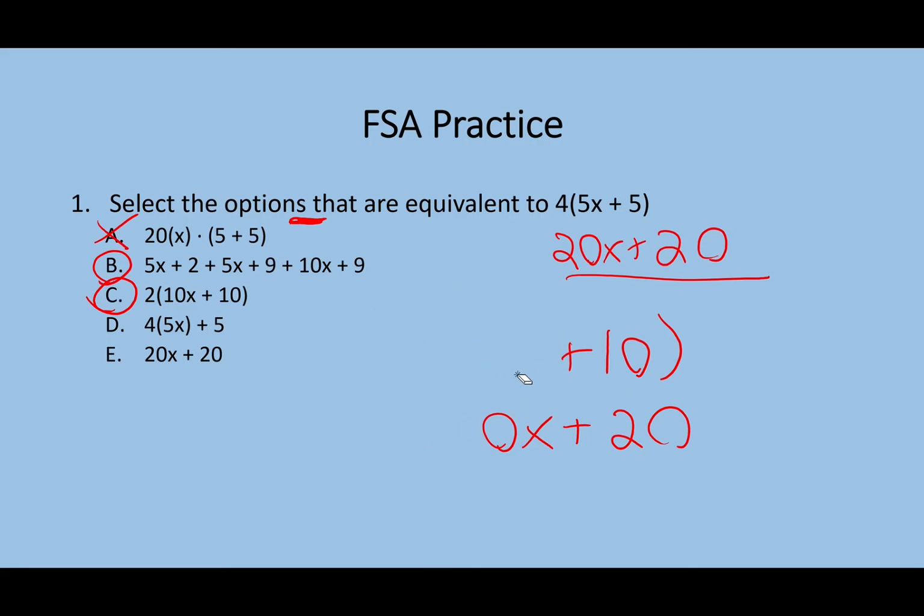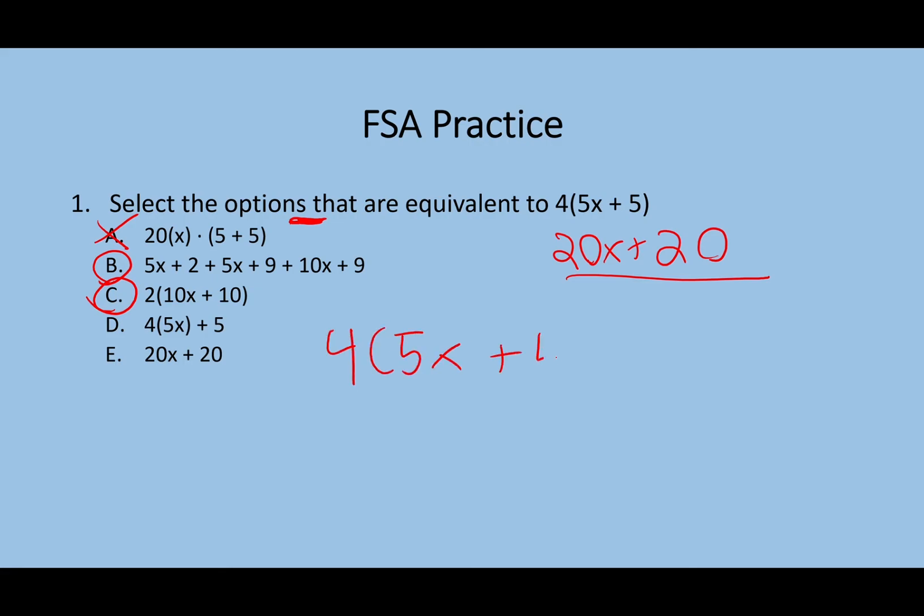Let's keep on going. I need to check everything. I'm moving on to D. I have 4 times 5x plus 5. Please notice the distributive property, or in this case just plain out multiplication, only applies to what's inside the parentheses. You are only multiplying times the first 5. 4 times 5 is 20x. So far so good, but the plus 5 is not your friend, so you're not distributing. This is not the same as 20x plus 20. D is wrong.